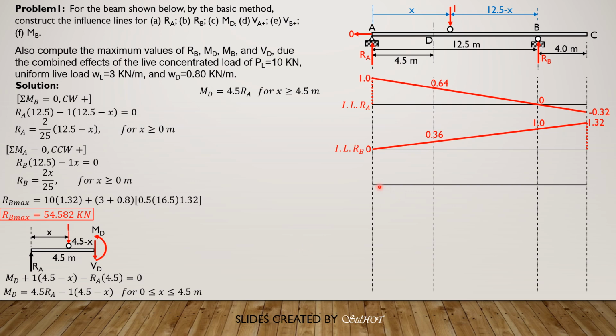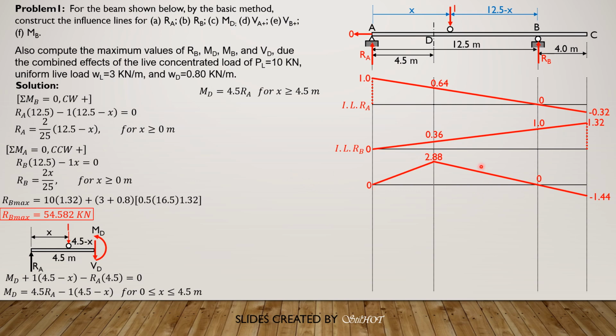Then when x is 4.5, RA is 0.64, so 4.5 times 0.64 is 2.88. Then when x is 12.5, RA is 0, so 4.5 times 0 is 0. And when x is 16.5, RA is negative 0.32, and 4.5 times negative 0.32 is negative 1.44. So based on the figure, then we can compute the maximum moment.